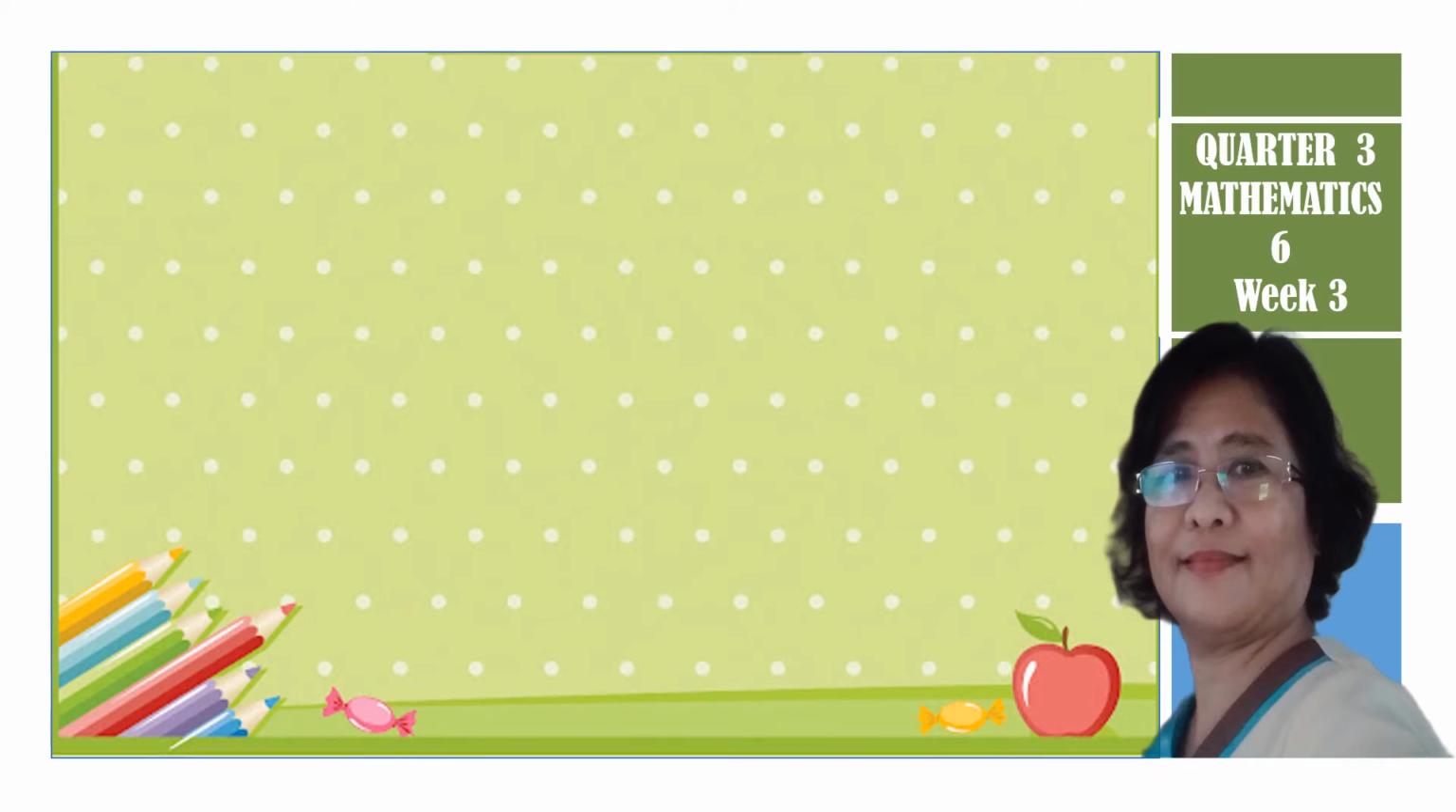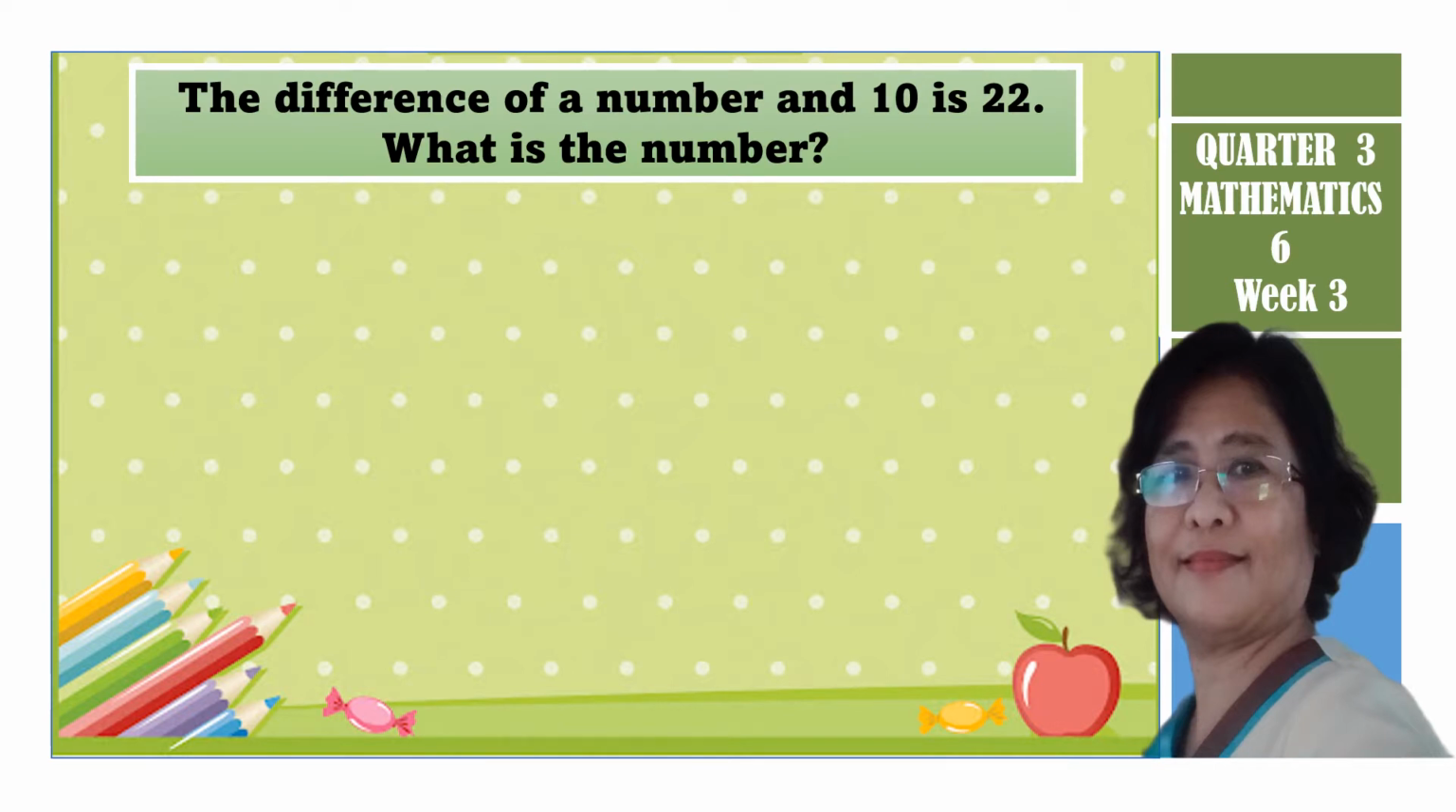Problem number 2. The difference of a number and 10 is 22. What is the number? Again, we have to identify the word phrase and the variables and translate it into a numerical expression. We have the difference for subtraction. For the variable, we have x, 10 and 22 for constants. Is for equal. Our translated numerical equation is x minus 10 is equal to 22.